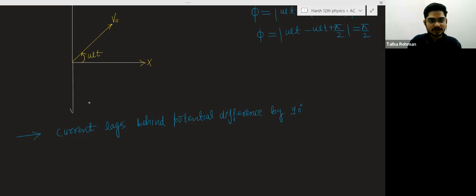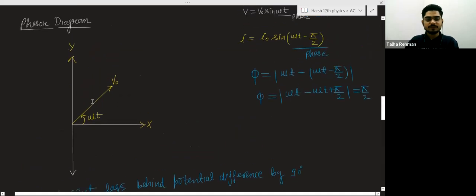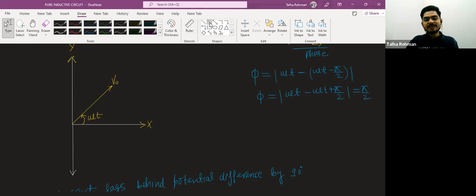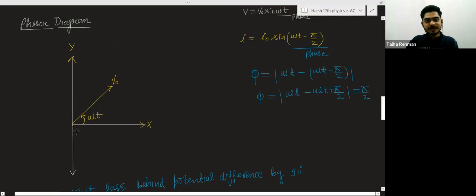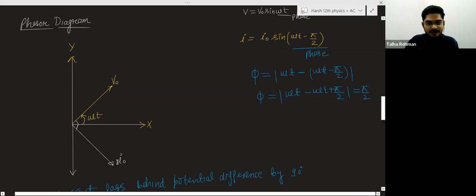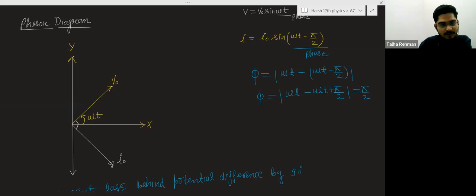Now you have to draw the current such that it is lagging behind by 90 degrees. So the current is like this. This will be the current I naught, and this angle will be 90 degrees. Now you can see the current is lagging behind the voltage by 90 degrees.